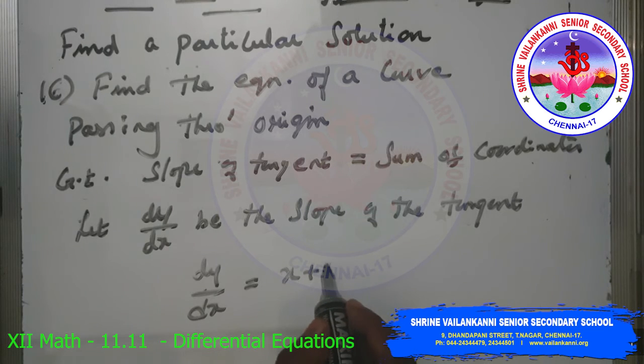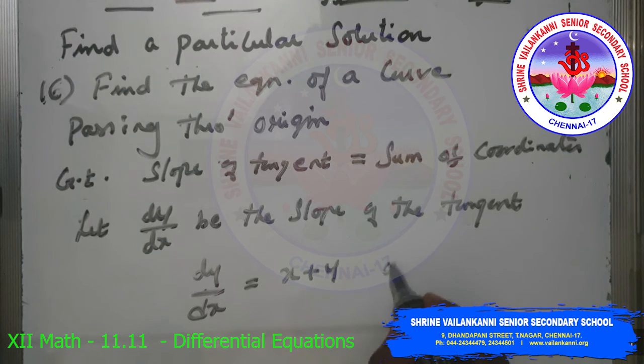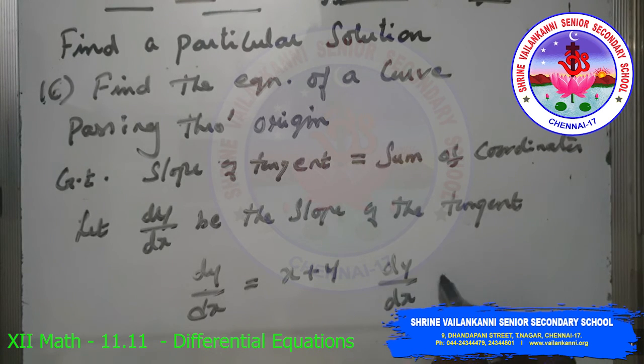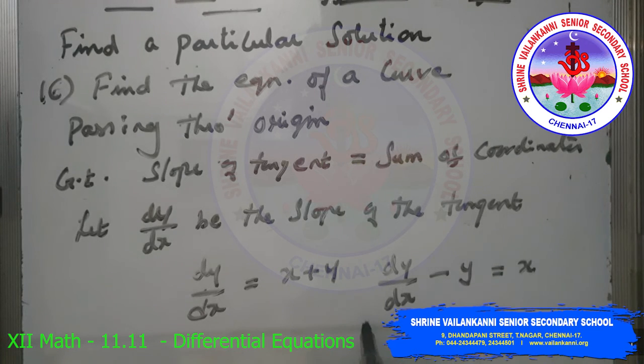So x plus y. Then we have to write this in the form of dy by dx plus Py, which is equal to Q. So dy by dx minus y, which is equal to x. Here P is minus 1. The coefficient of y is 1. So P is minus 1 and Q is x.